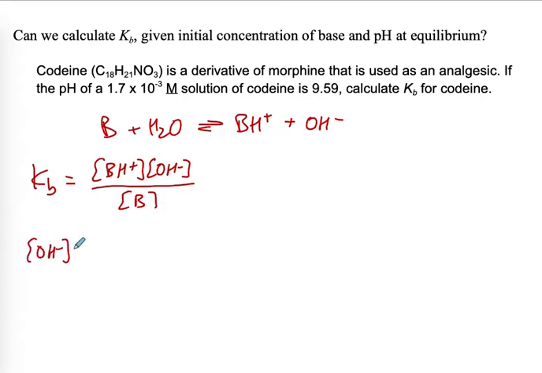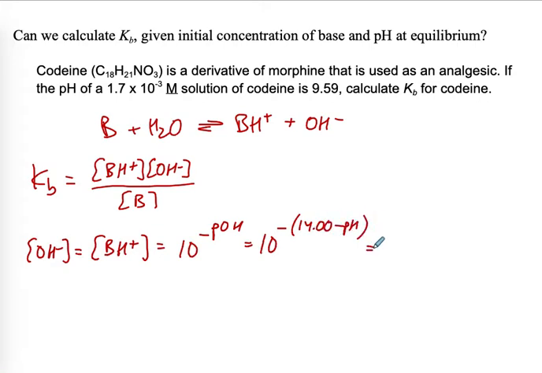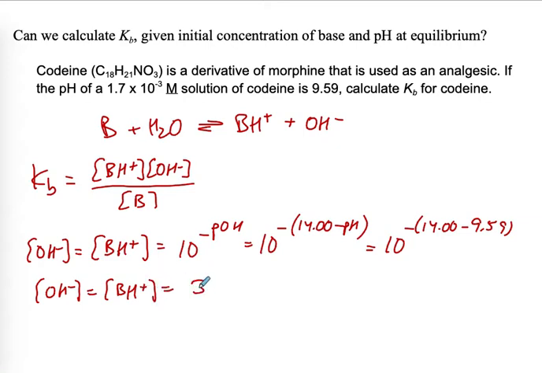So the hydroxide ion concentration at equilibrium, which is equal to the concentration of the conjugate acid at equilibrium, is equal to 10 to the negative pOH, which is equal to 10 to the negative 14.00 minus pH, because we're given pH, equals 10 to the negative 14.00 minus 9.59. So the concentration of hydroxide is equal to the concentration of the conjugate acid at equilibrium, which is equal to, when I evaluate the final expression, 3.9 times 10 to the negative fifth moles per liter.